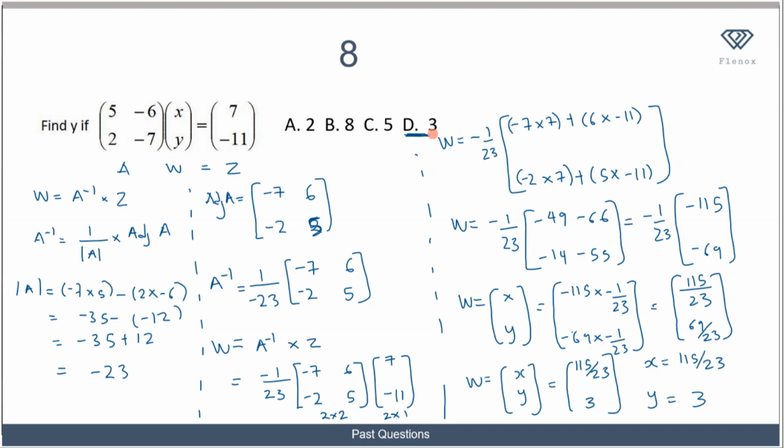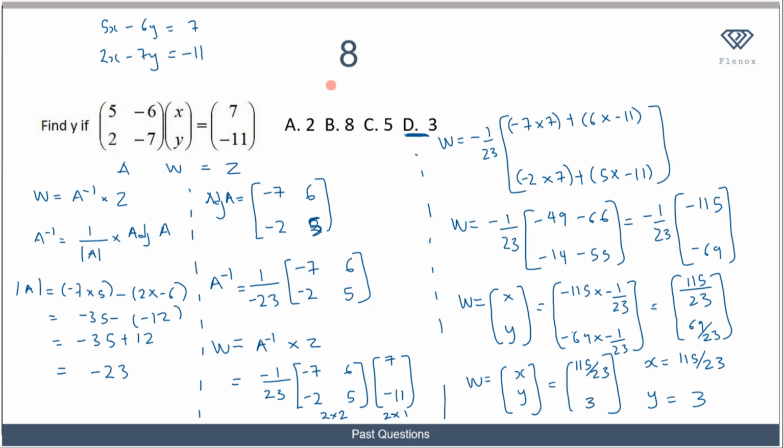So I should mention now that if you come across a question like this in which you are told to find the value of X or Y based on the matrix, you do not compulsorily need to solve it using matrix. Another way to go about it, if this might be too long or confusing for you, is to convert this to normal simultaneous equations. So this can also be written as 5x minus 6y is equals to 7, and this can be written as 2x minus 7y is equals to minus 11. Now you can use any method that you are familiar with to solve this, and you are still going to get your y value as 3.